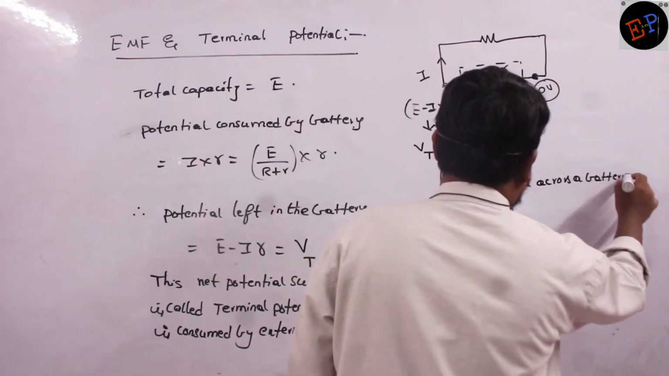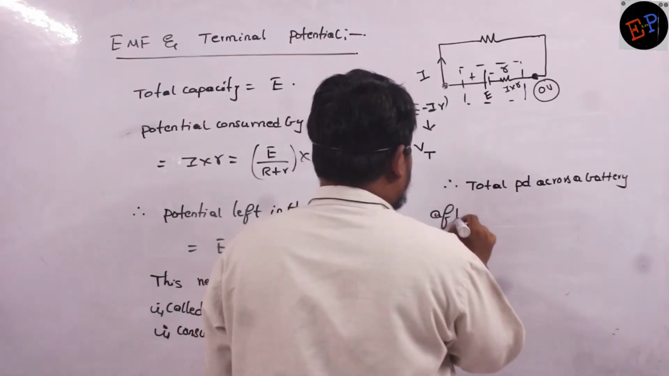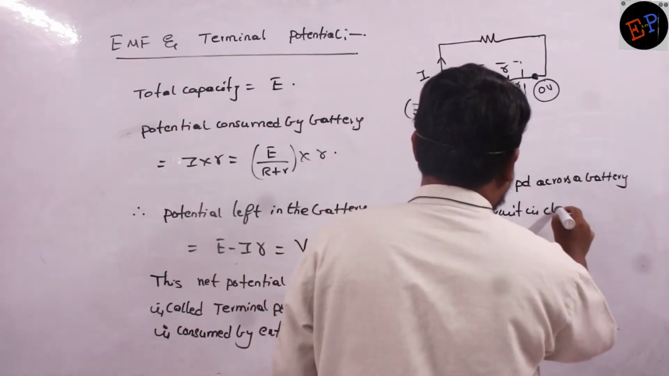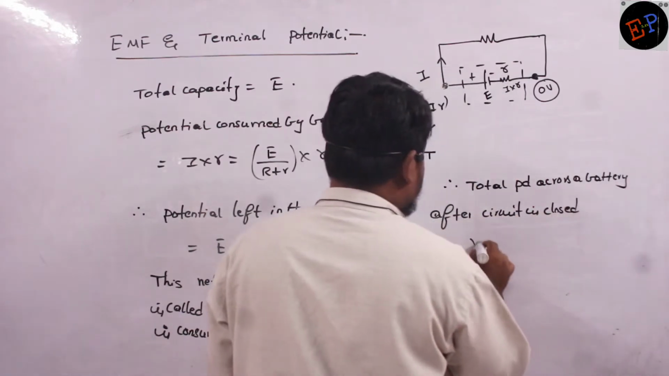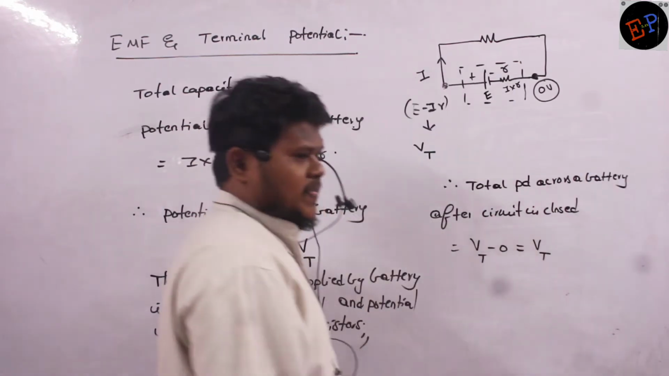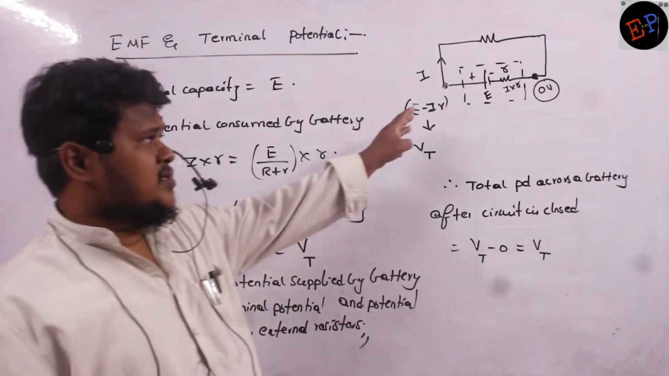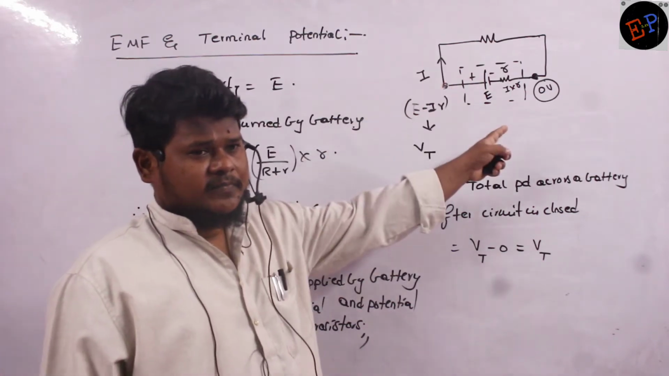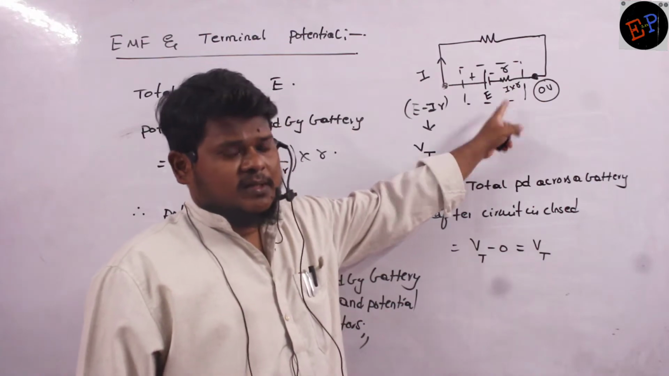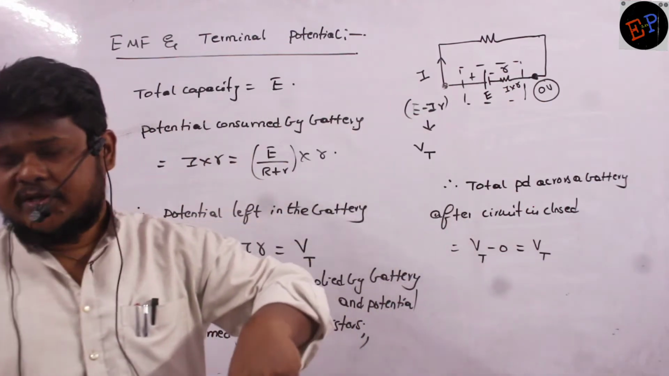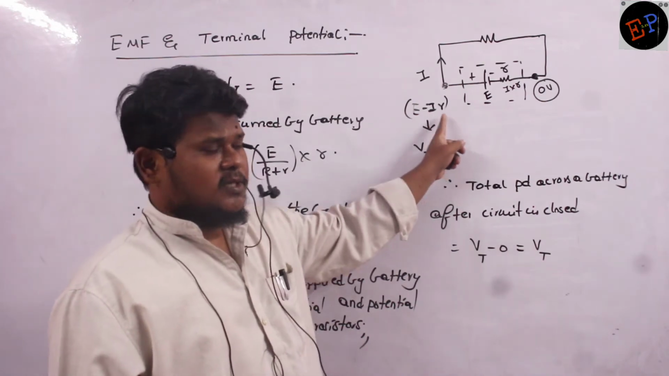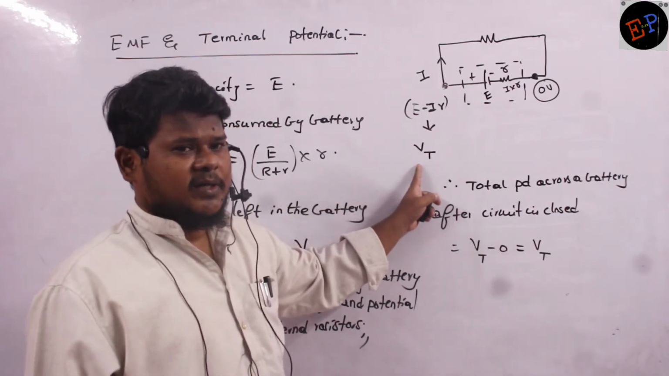Total potential difference across a battery after the circuit is closed is Vt minus 0, which is equal to Vt. When you close the circuit, current starts flowing. The same current will flow through the battery also. Then the battery will consume its own potential. What is the remaining potential? E minus IR. That potential I will call Vt, the terminal potential.